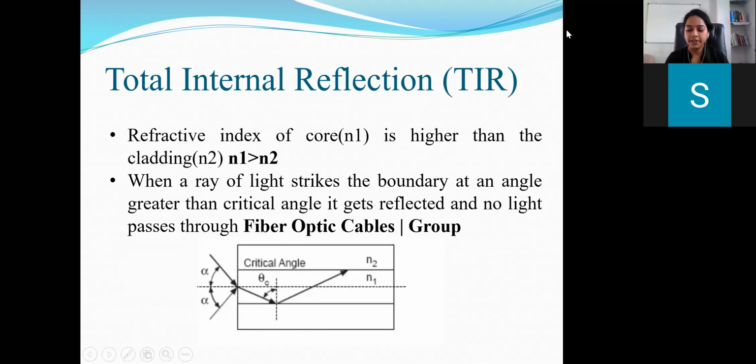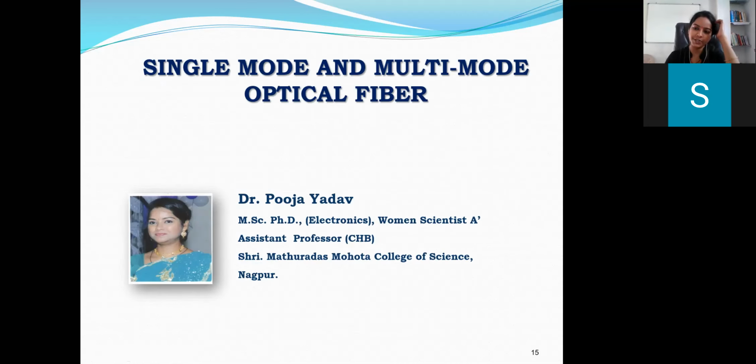Okay, so we'll start with the presentation. We have seen what optical fibers are and why we need optical fiber communication in any communication system. We have also seen the advantages of fiber optic communication, and the block diagram of optical fiber communication.